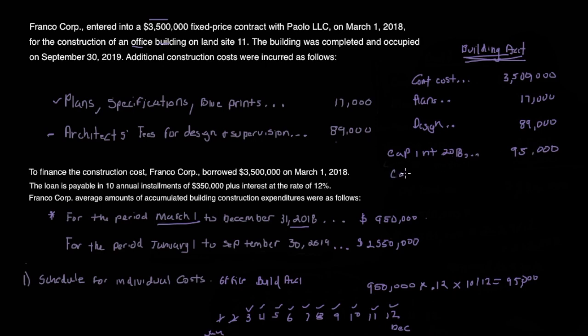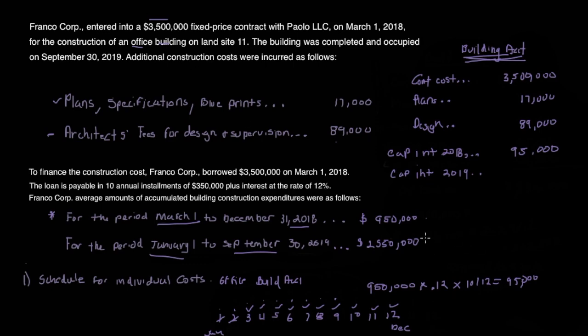So the capitalized interest for 2019, you just do it the exact same way. So what you're going to do is, you'll notice here it says January 1st to September 30th. So you have January, February, March, April, May, June, July, August, and September. You accumulate these months and you will get 9.